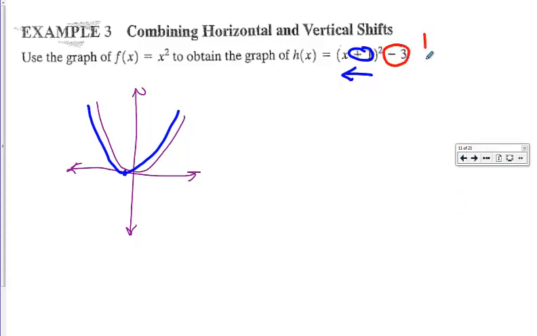And then I'm going to do my vertical shift, which is this part. If I'm subtracting for the vertical, I'm moving down. So I'm going to go 1, 2, 3. So in this case, my vertex is going to be right here. And I'm just taking that whole thing and moving it down. Pretend like those look like real parabolas, because they're supposed to be.